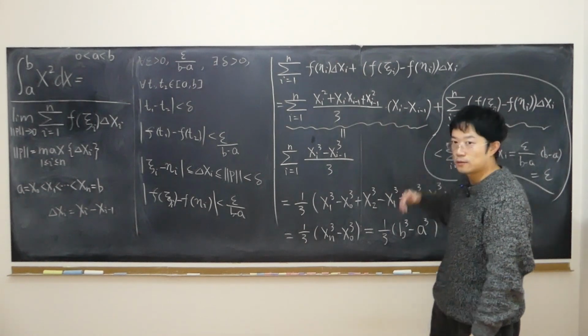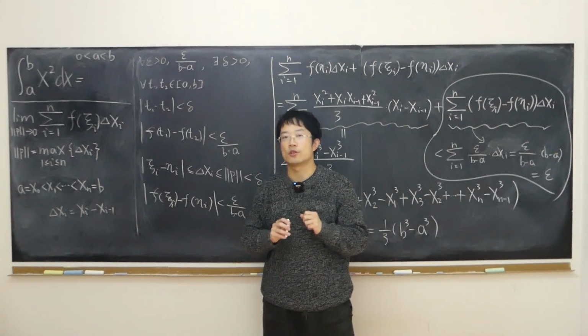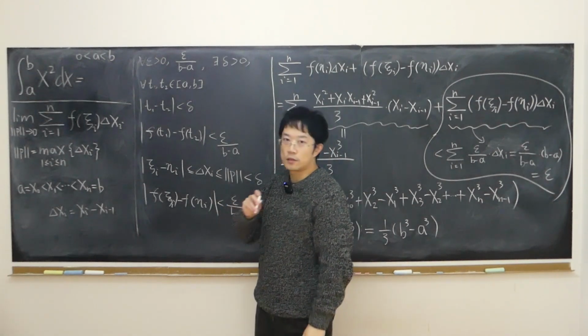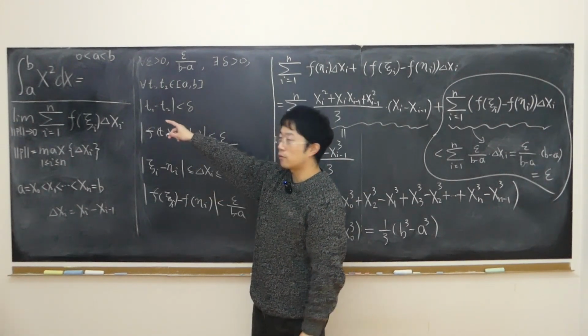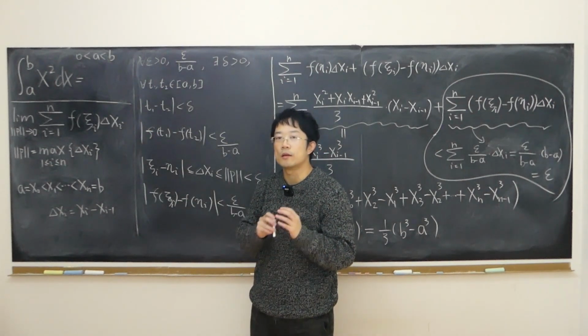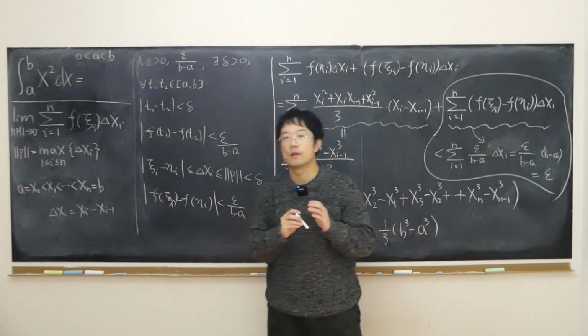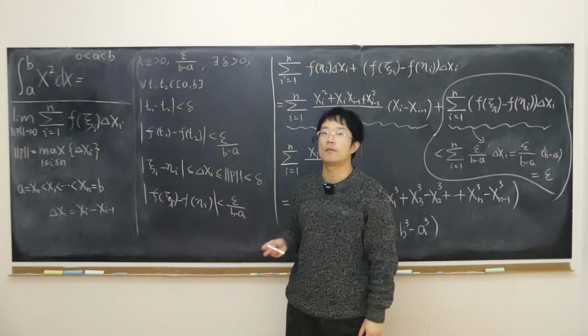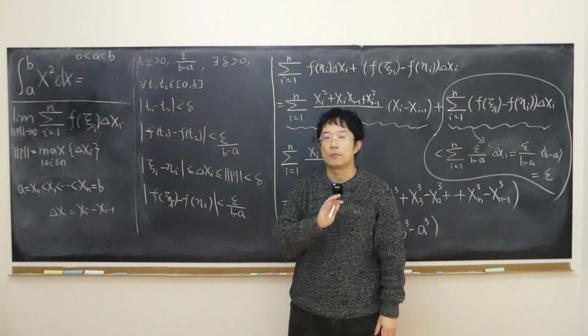That is its limit. In a future video, I will show how to find the definite integral from a to b of x to the power of m, m being any positive integer. There are maybe 3, 4, 5 different ways to do it.